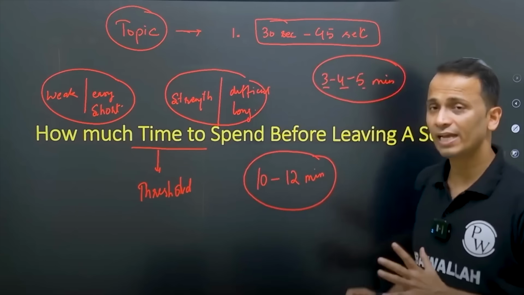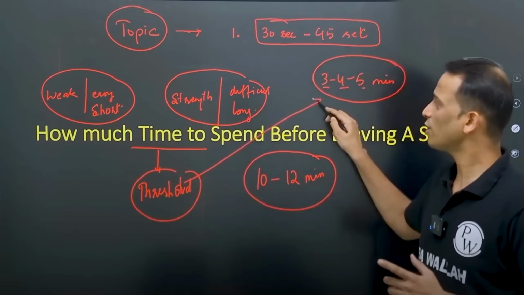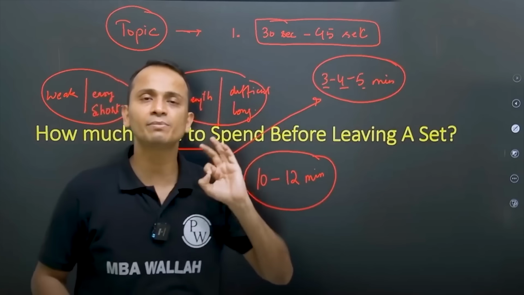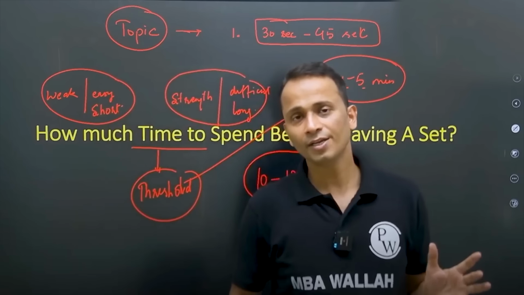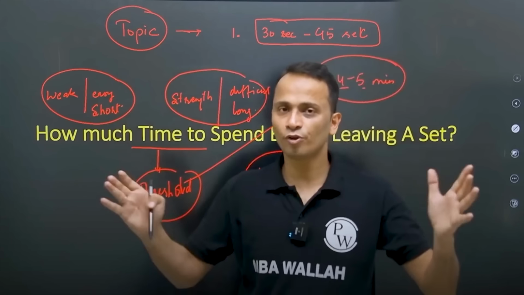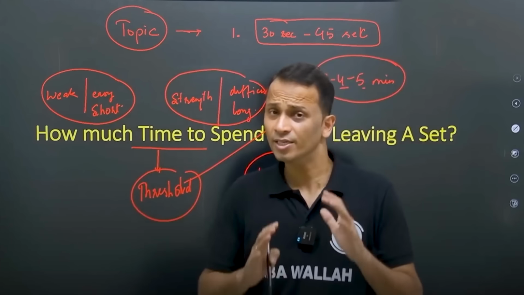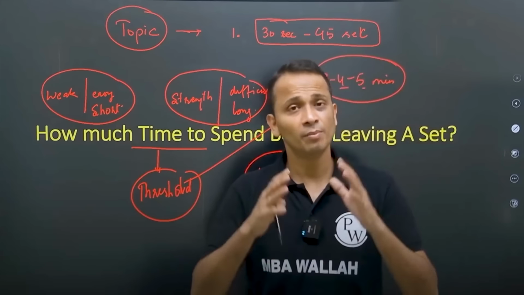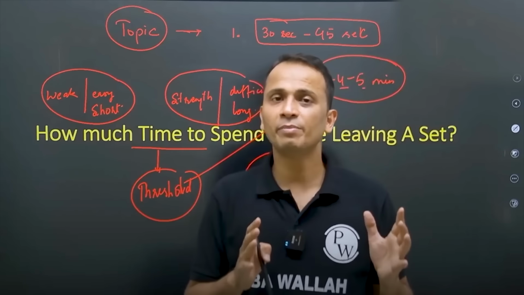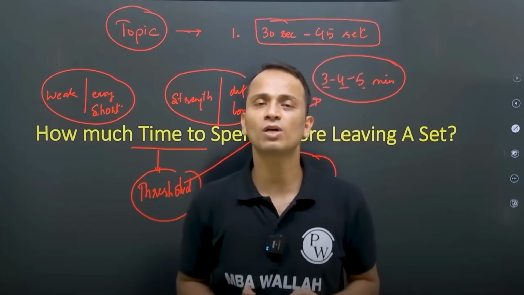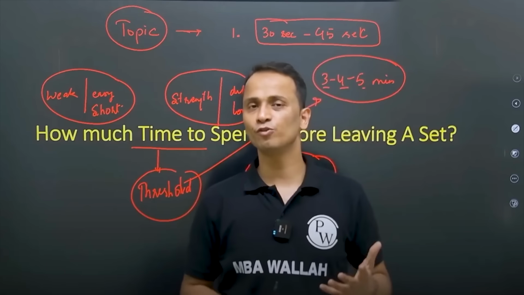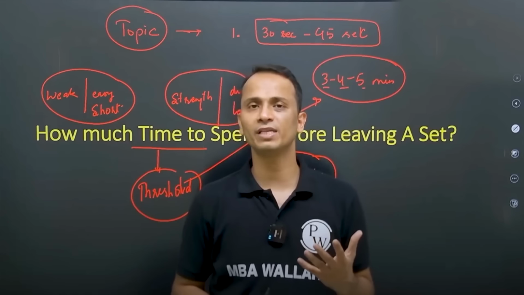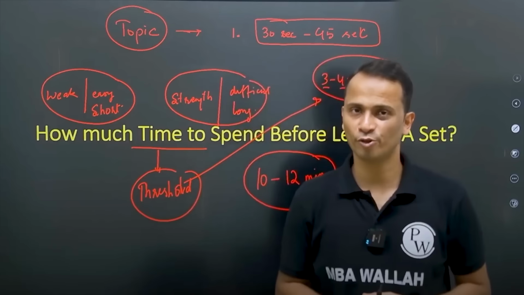So this is the right time. The threshold time for an LRDI set is 3 minutes, 4 minutes, maximum 5 minutes in total, right? Which is only 1/8 of your entire section time. Do not waste your first 10 minutes, because if you devote the first 10 minutes to one set, then it will be difficult for you to come out of that set. So it's always better, if you are nowhere in a set, leave it in the first 3 to 4 minutes. That will be advantageous for you, right?